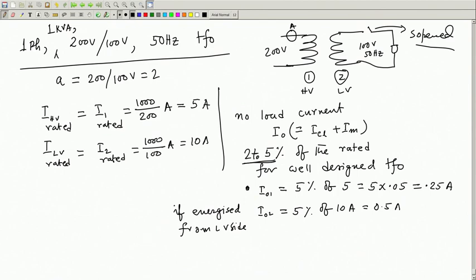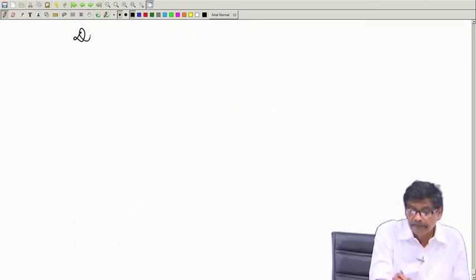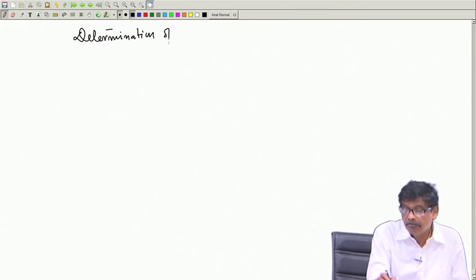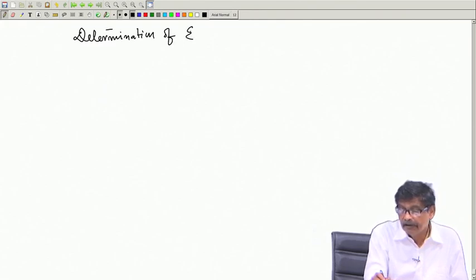Acha, after knowing this, let us start discussing how to determine the equivalent circuit parameters. Determination of equivalent circuit parameters.